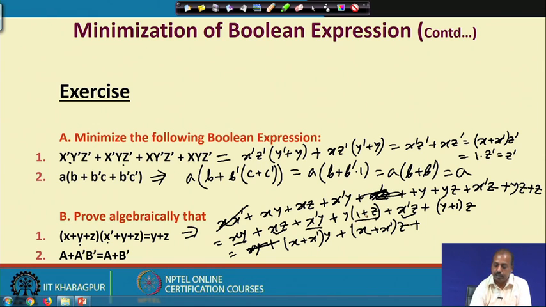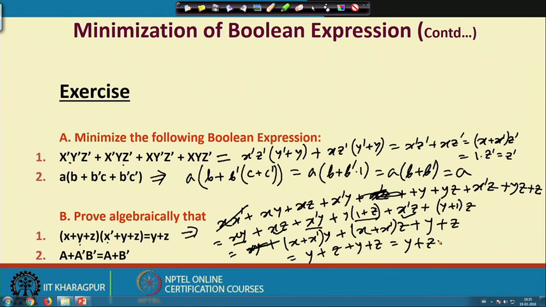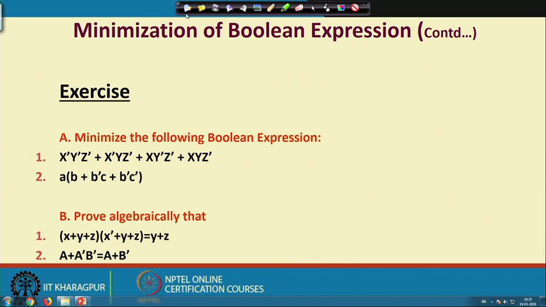So, the 1 plus z is equal to 1. So, we get a y here, and this 1 plus y equal to 1. So, we get a z here. So, this is y plus z, that is equal to y plus z. So, this way you can verify this. Okay. So, this is proved. So, we can use Boolean identities for getting this thing.